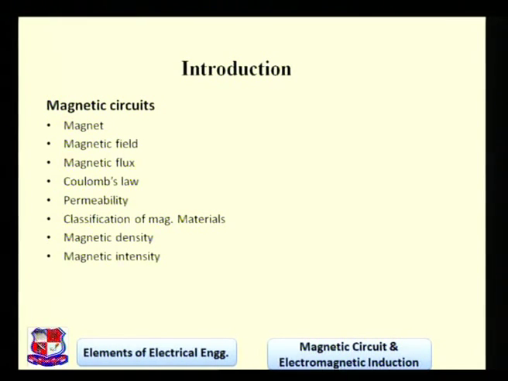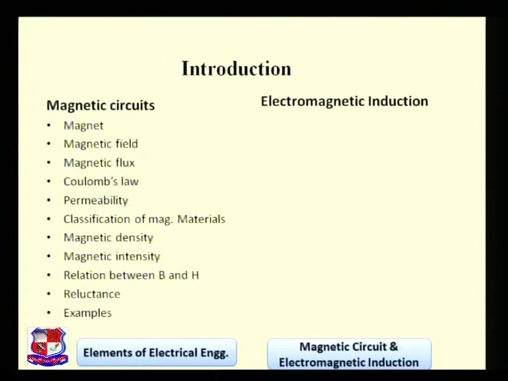then we will have an idea of magnetic intensity. After that we will find the relation between magnetic density B and magnetic intensity H. Then we will see what is reluctance, and finally we will have examples based on magnetic circuits. Our second portion is electromagnetic induction, in which we are going to see EMF.